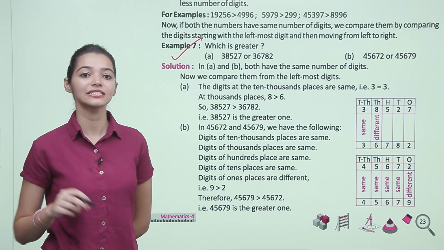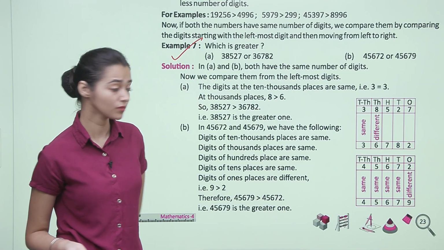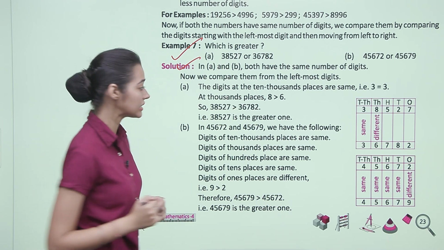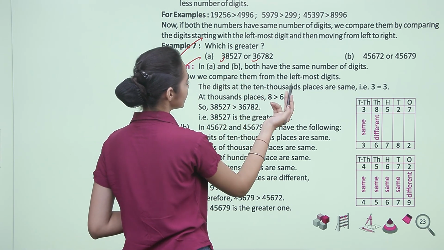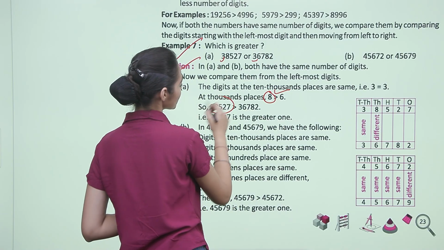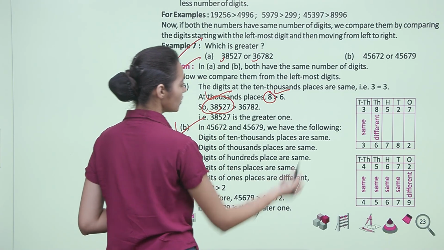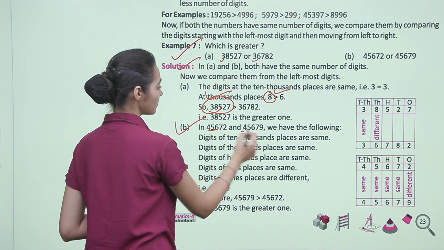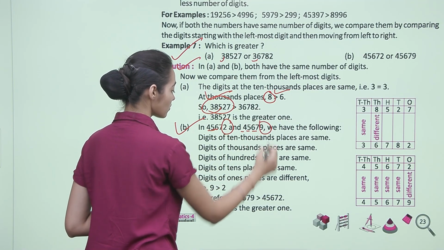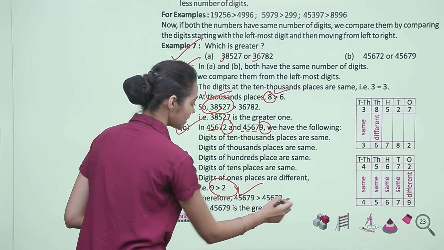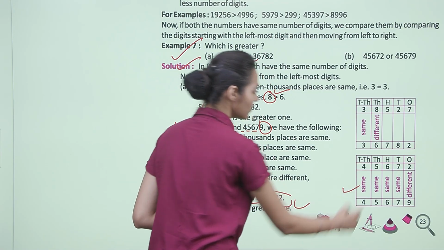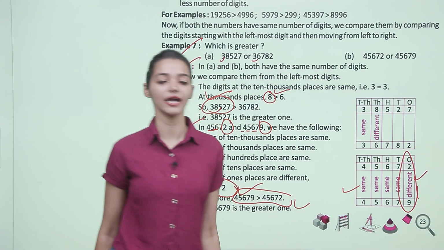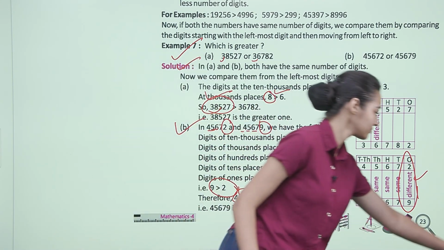Here example number 7 asks which one is greater among both. In parts A and B, both have the same number of digits, so we compare their leftmost digit, that is 3 and 3, the same, but 8 is greater than 6, so this one is greater. In the second one, we have the same 10,000 place, the same 1000 place, the same 100 place, but in the ones place, 9 is greater than 2, so that means the left number is greater than the right one.